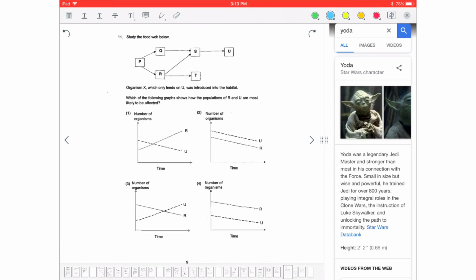Okay, R, there's more R than U. Why is there more R than U? Because it is nearer to the food producer. Okay, the organism that's nearer to the food producer, there will be more, right? So it's 4.